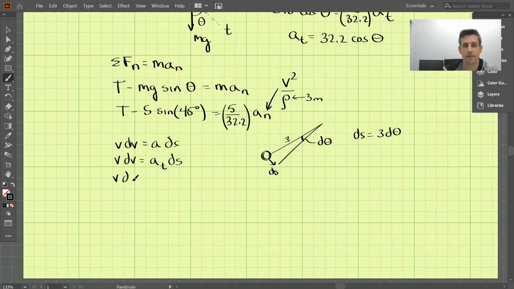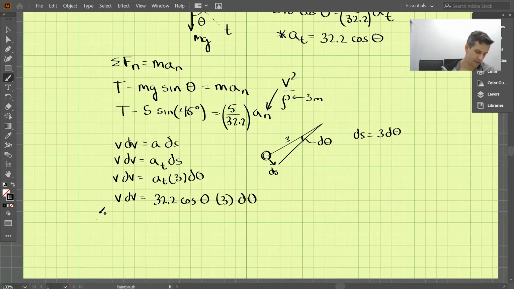So now we have v dv equals tangential acceleration, and we're subbing in for ds. ds is now equal to 3 times d theta. And we do know the acceleration in the tangential direction, right? It's 32.2 cosine theta. So let's put that in too. So again, we have v dv, and the acceleration is 32.2 cosine theta, that times 3 d theta.